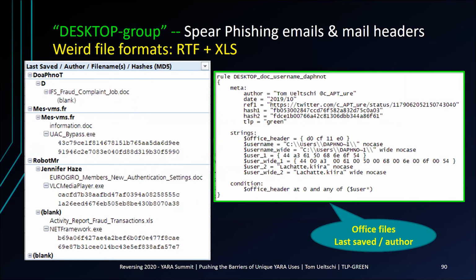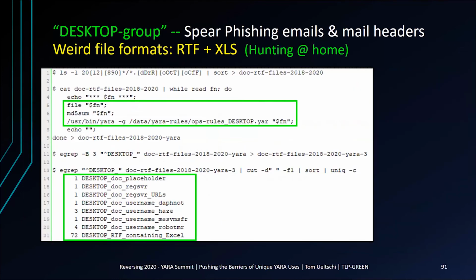Just to throw in one more type of YARA rule, I was also looking at last saved by and author from Office files with malicious macros to hunt for files possibly or hopefully created by the same user or actor. These are some bash commands, how I use YARA to hunt in my own samples. We see 72 samples matching the RTF plus XLS rule on the very bottom, and 2 username matching 3 or 4 samples.